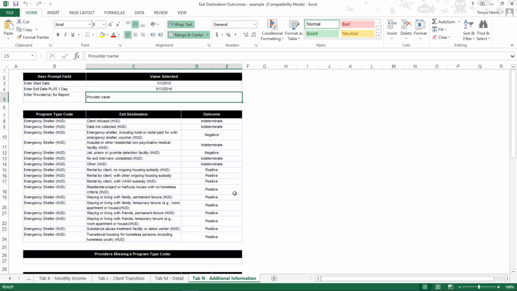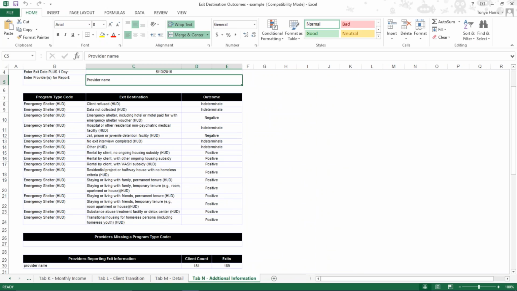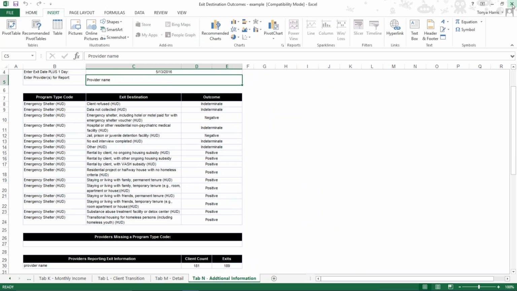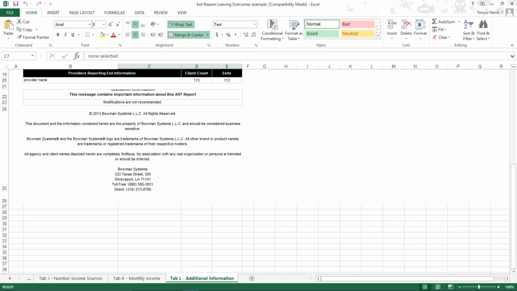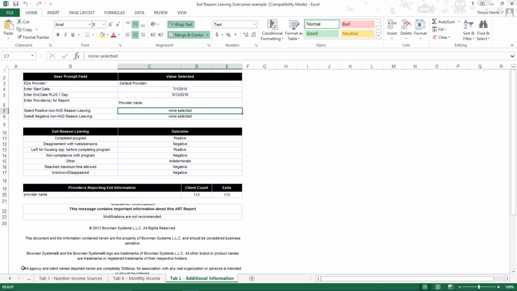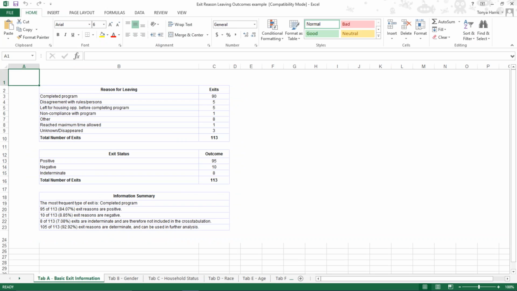And then the last tab, which we already looked at, okay? So that report you're getting, I believe, monthly or quarterly. I can't remember when we send these reports out. And then another one you're getting is exit reasons. So along with destinations, you're getting why your clients are leaving your program. And along with HUD's positive outcomes are also positive reasons for leaving the program.